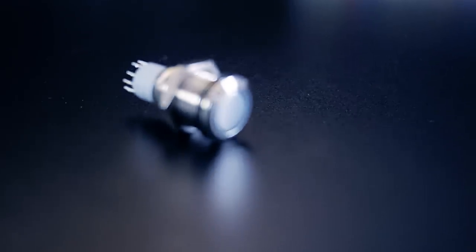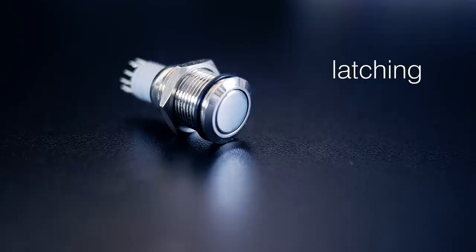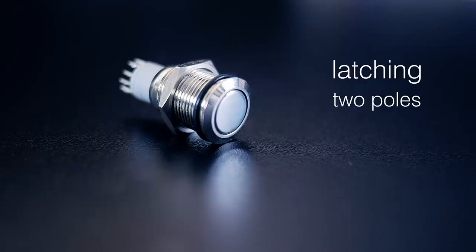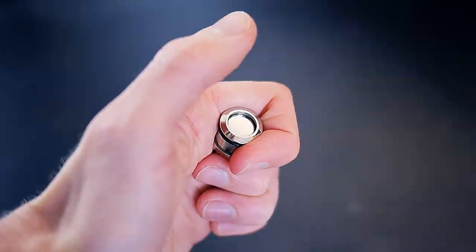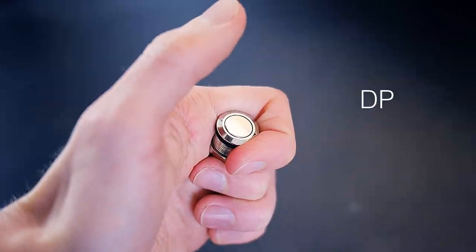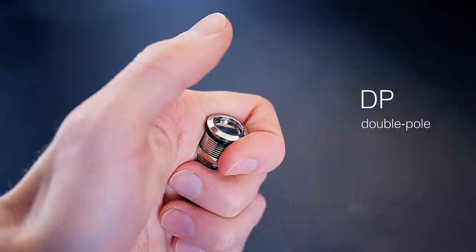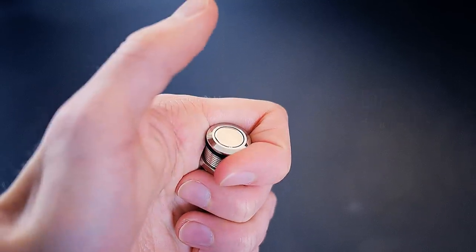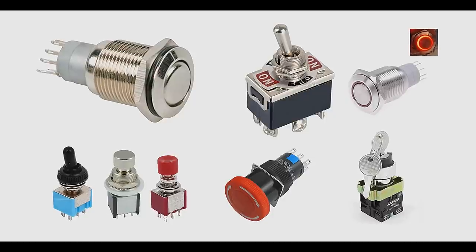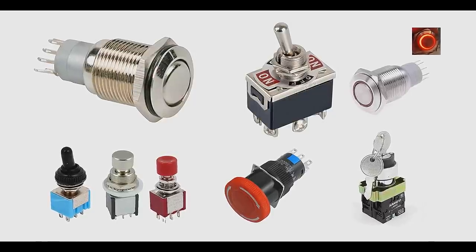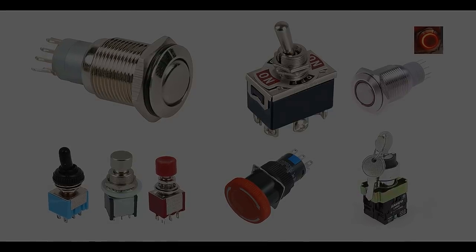Using just any old button won't do, as we specifically need one that is latching and has two poles. Having two poles means that a button has two individual switches inside, allowing it to make or break two separate circuits. This is usually shortened as DP, which stands for double pole. As these switches are a little less commonly found, I've placed international purchasing links in the description to a variety of suitable switches for you to choose from that will work with this project.